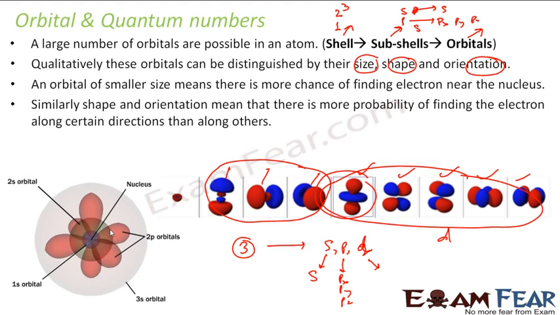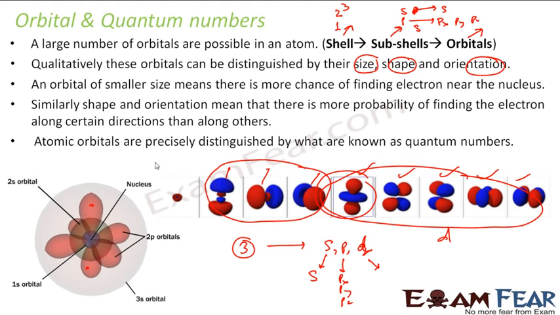Similarly, shape and orientation mean there is more probability of finding the electrons along a certain direction. If this is my p orbital, there is a high chance of finding electrons in this shape. But this shape doesn't exist in reality; it's all about the probability. The probability of finding an electron in this region is more, and in this region is more, and in this region is more. It's all about the probability of finding an electron along a certain direction and in a certain space.